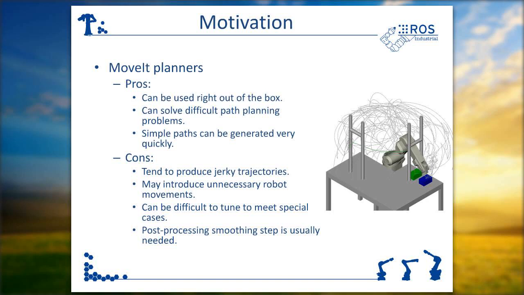Some of the challenges with the current planners is that most of the time they tend to produce jerky trajectories or introduce unnecessary robot movements. So it makes it almost a requirement to have some kind of post-processing step for smoothing. Although these post-processing steps don't necessarily remove all the inefficiencies in the generated trajectories. And another challenge is that whenever there are special conditions within a planning problem, it's difficult to tune the behavior of these planners so that they can meet those special conditions.